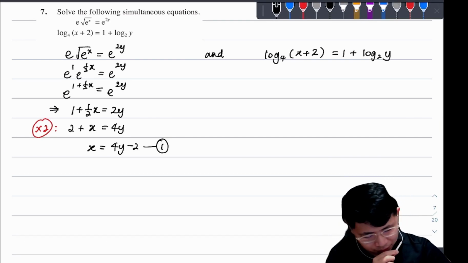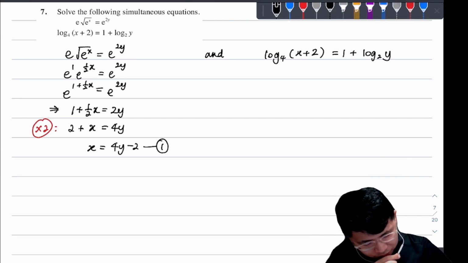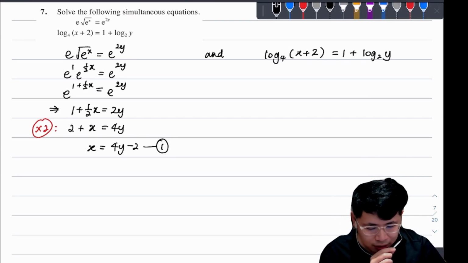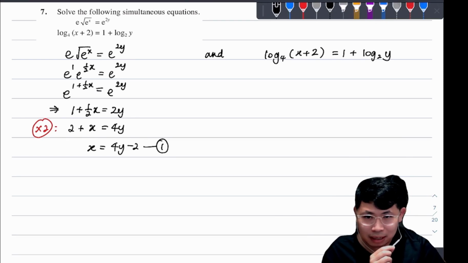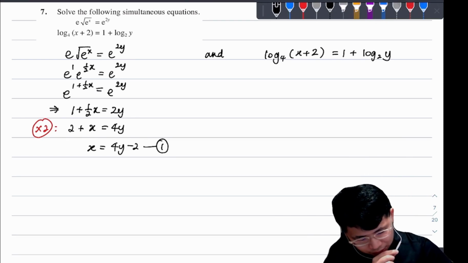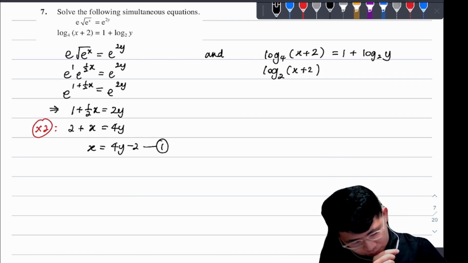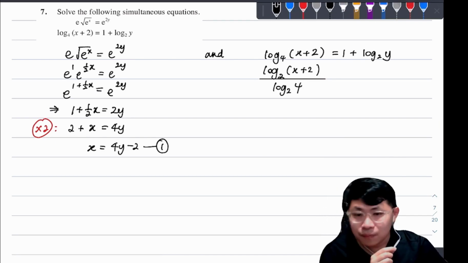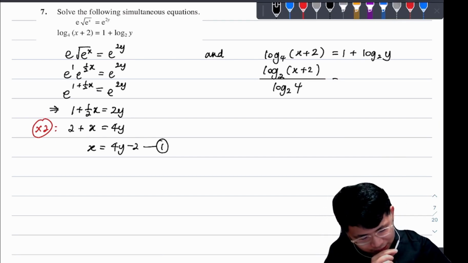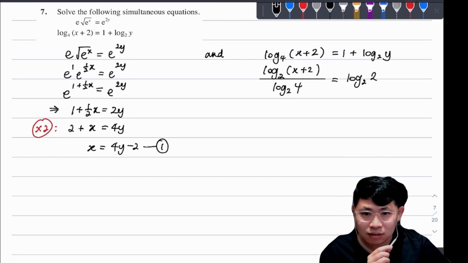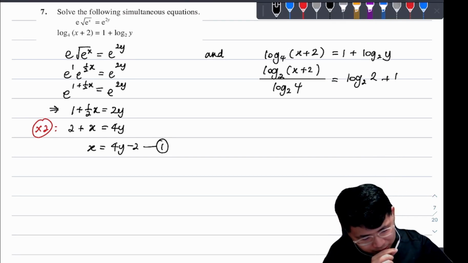Second one, over here I have a log base 4. So why not change it to log base 2 to make my life easier. So I have log base 2 of x plus 2 over log base 2 of 4. So that's the change of base formula on the left. Now 1, I can write as log base 2 of 2, right? Then this one would be log base 2 of y.